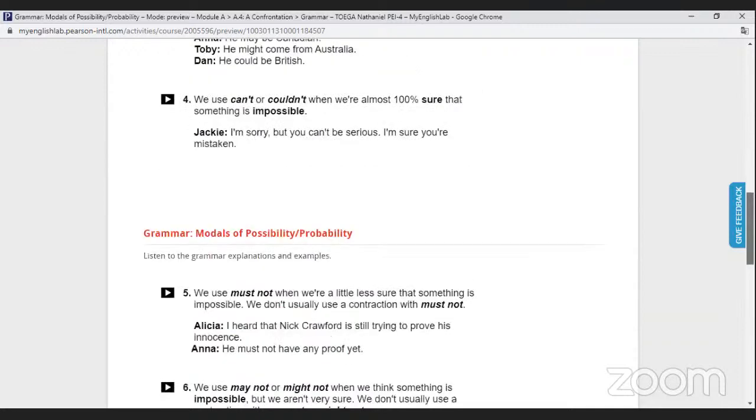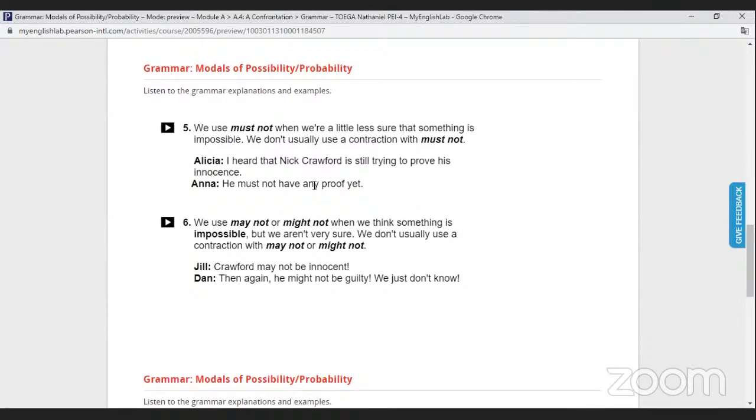Okay, in this other part, number five, we use must not when we are a little less sure that something is impossible. We don't usually use a contraction with must not. The examples, please. I heard that Nick Crawford is still trying to prove his innocence. He must not have any proof yet. Okay, very good. So this is the negative form, right? But you can use a contraction, mustn't, in the part of speaking, right? Or maybe in a formal way. Like mustn't, okay, right?